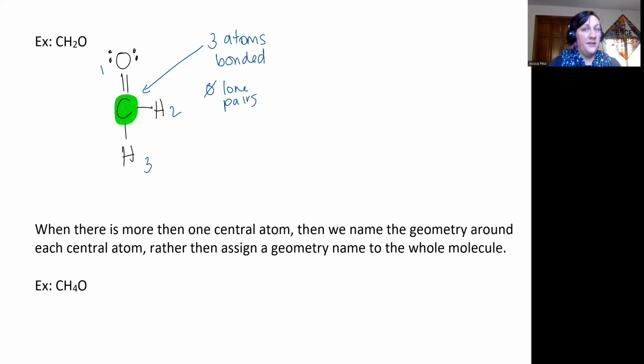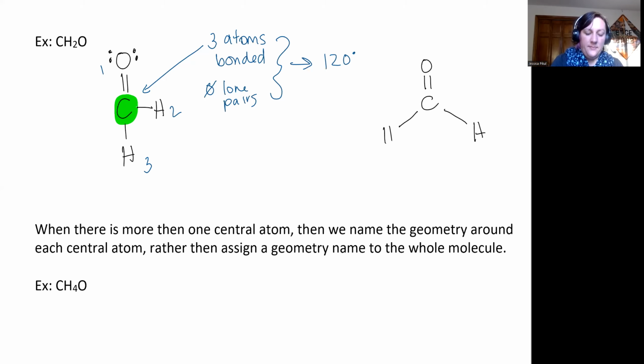There are lone pairs on the oxygen, but I just worry about what are the things bonded to the central atom and how are they going to be spaced around it to figure out my geometry and my shape. So I have 3 things and there are no lone pairs. And so the furthest I can get 3 things in space away from each other is 120 degrees. And so this is going to look like, now I can draw this. I'll have a 120-degree angle around this carbon.